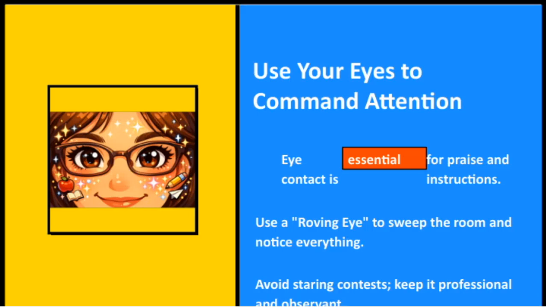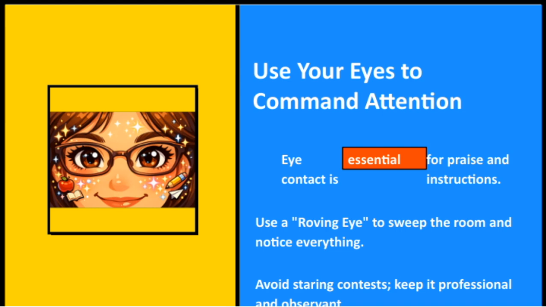Let's talk about some key techniques for maintaining a professional presence. First, avoid staring contests. Instead, keep your interactions natural and observant. Think of it as being present without fixating. This helps you stay engaged without appearing intimidating. Using a roving eye is an excellent strategy. Sweep the room gently to notice everything happening around you. This not only keeps you aware of the environment, but also shows you're attentive to details.